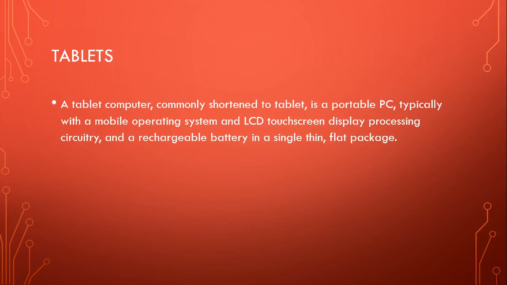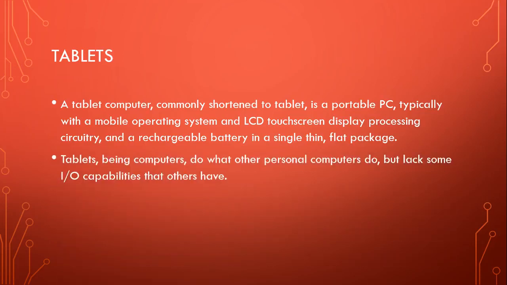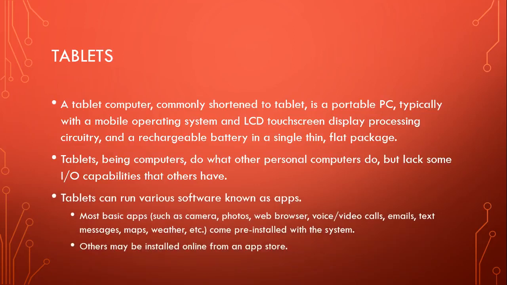So this really kind of takes that definition and expands that. Now, tablets being computers do what other personal computers do, but they typically lack some of the input-output capabilities that others have. Now, tablets, of course, can run various software. Typically, these are known as apps, and you're probably very familiar with that. The basic apps are things such as camera, photos, web browser, voice video calls, emails, text messaging, etc. These kind of things come pre-installed typically with your operating system, though you can get other apps if you go and install them online through an app store.